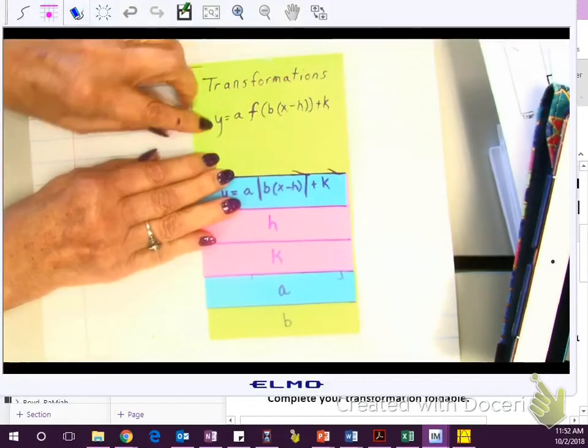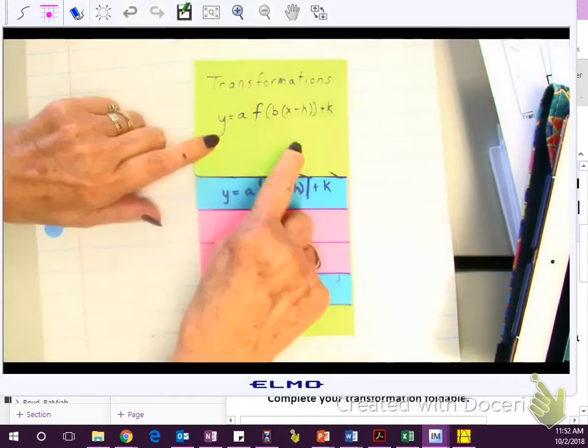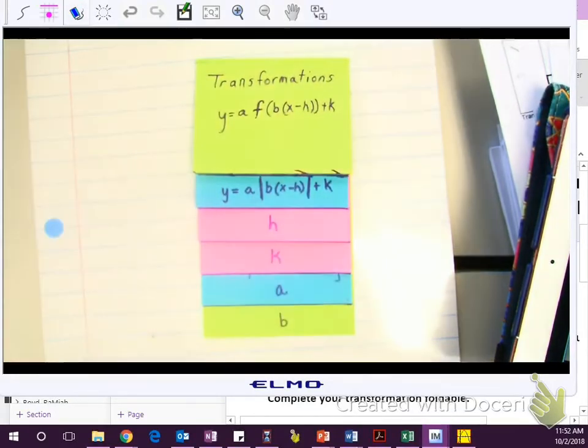And then this is the general transformation equation on the front. We will use this foldable all of this year and all of next year. Right? So you're going to want to keep it. We will add other types of graphs to it as we go along.